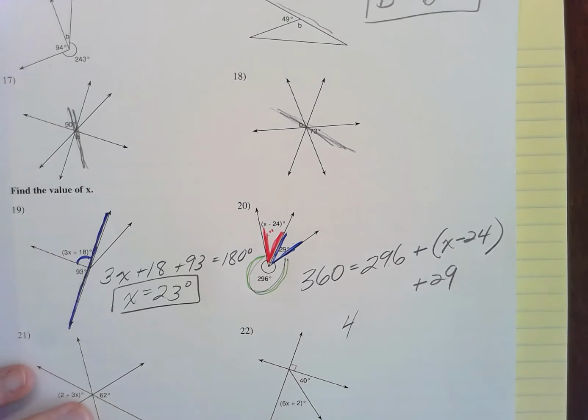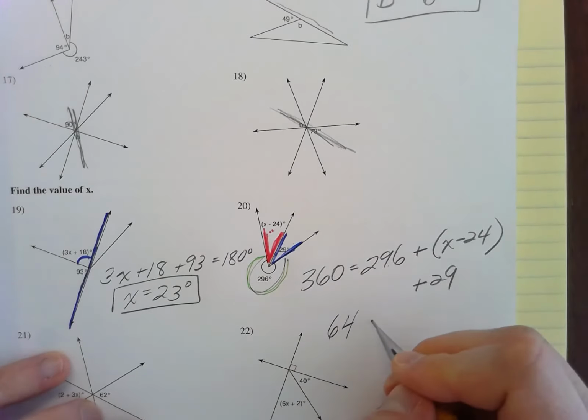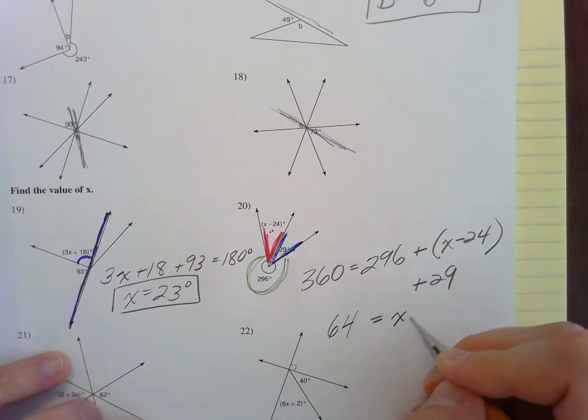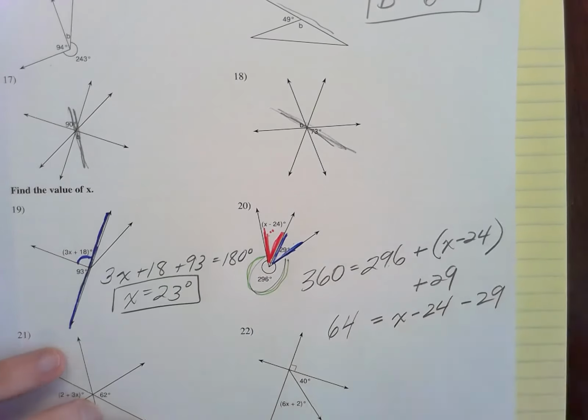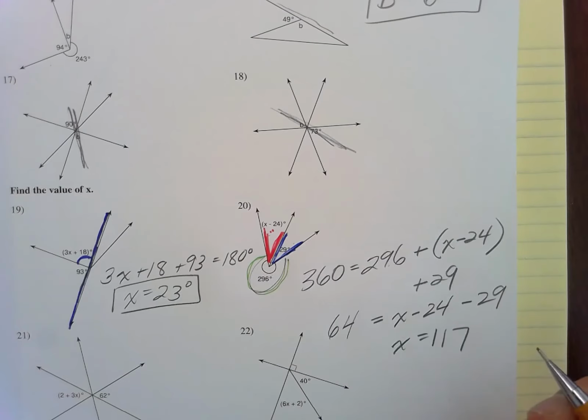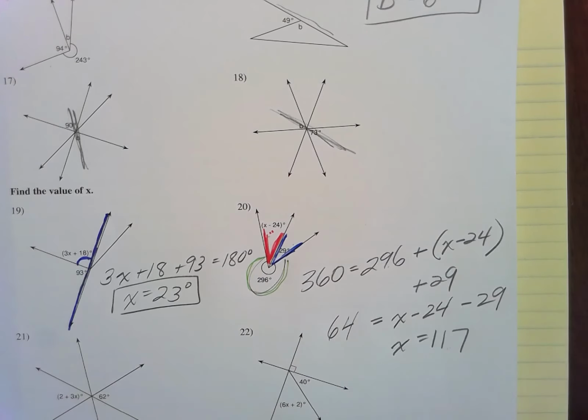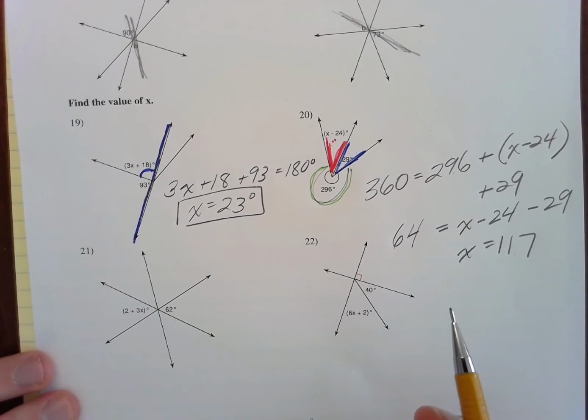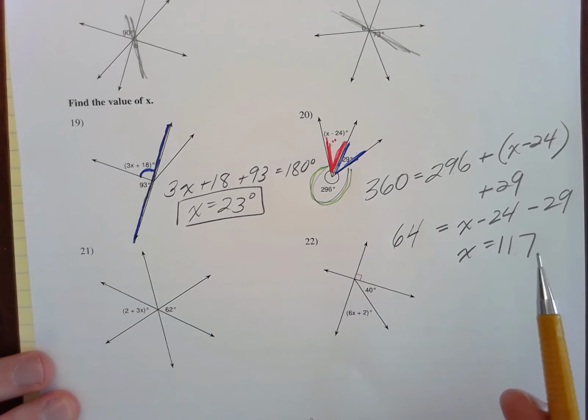Oh, excuse me, not 4. Good grief. 64. Excuse me. 64 equals x minus 24 minus 29. And so then if I do 64 plus 24 plus 29, I'm going to get that x equals 117. That doesn't seem right. Let me come back to this one. It should be 59. I need to see what I'm doing wrong there.